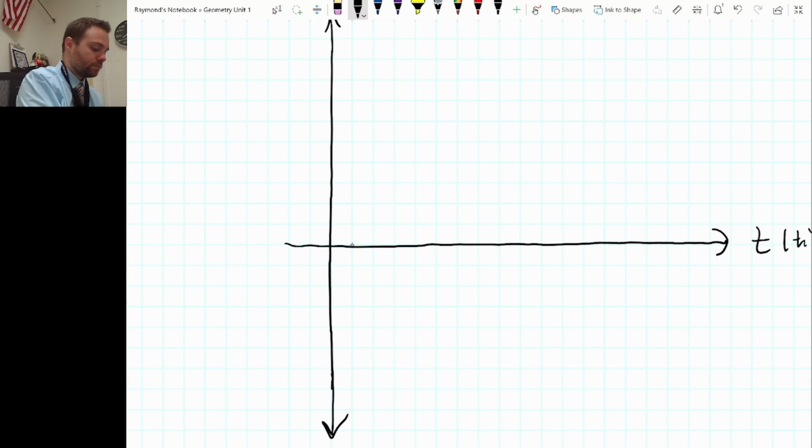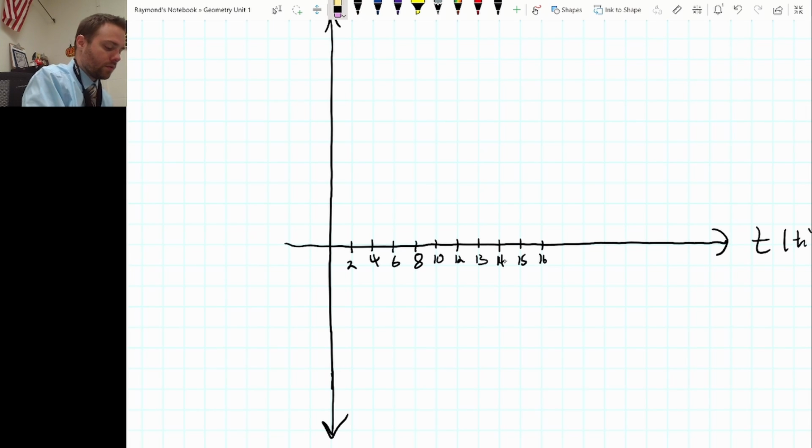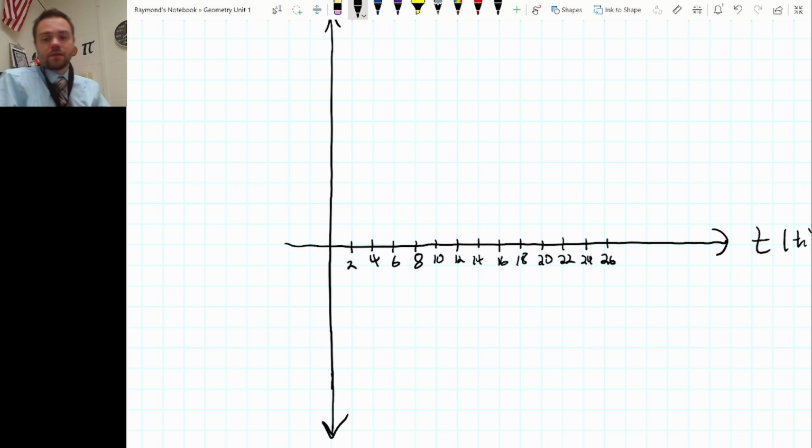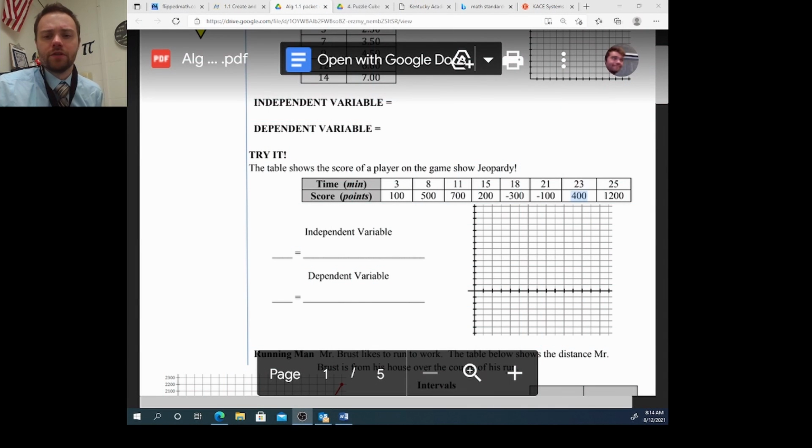So this is 2, 4, 6, 8, 10, 12. I started counting by 1s. That was not good. 12, 14, 16, 18, 20, 22, 24, and then 26. And we don't want to go any further than that because if you notice, our last input is 25.